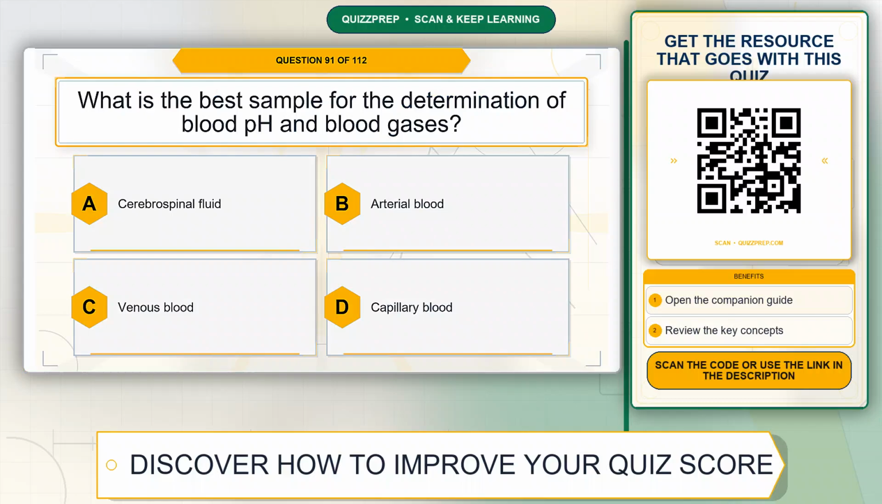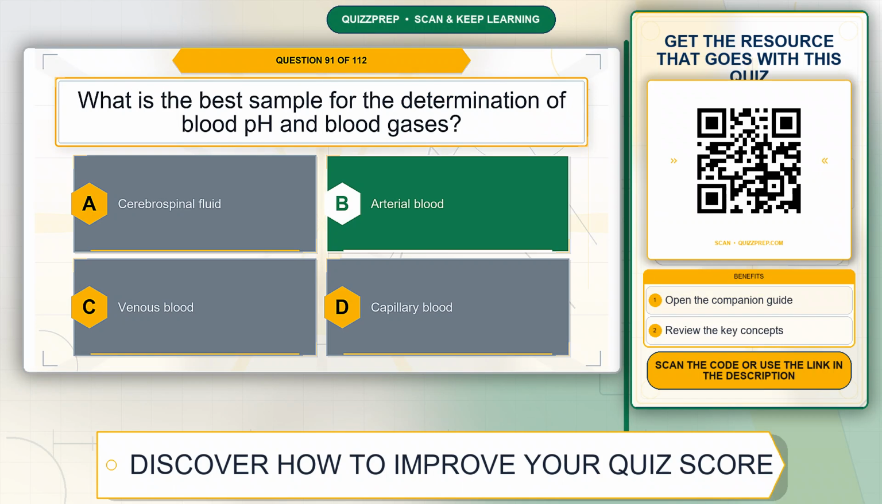Question 91. What is the best sample for the determination of blood pH and blood gases? Option A, cerebrospinal fluid. Option B, arterial blood. Option C, venous blood. Option D, capillary blood. The correct answer is option B, arterial blood.